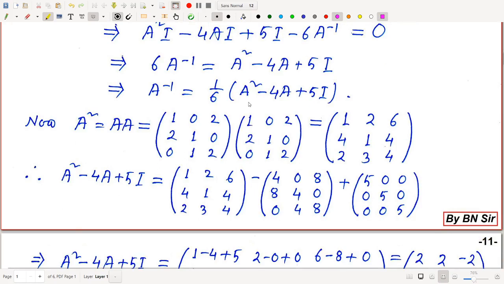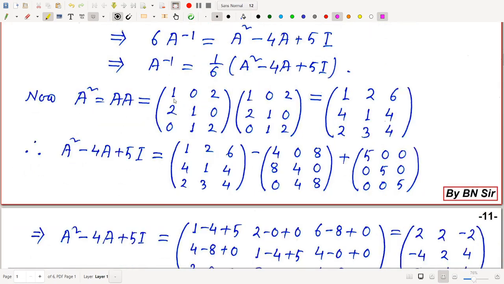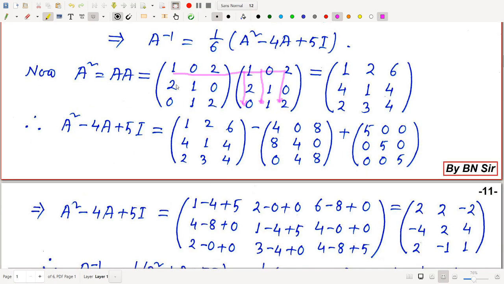Now let us find A square first. A square equal to A into A. Multiplication of matrices we all know. For the first matrix we move along the row, for the second matrix we move along the column: first into first plus second into second plus third into third. So we are getting 1 here. Then with the second column, if we move with the first row, what do we get? First into first 0, 0 into 1 is 0, 2 into 1 is 2, so we have got 2. Then for the third column, first row: 1 into 2 is 2, 0 into 0, 2 into 2 is 4, 4 plus 2 is 6, so we have got 6. Similarly with the second row and third row we have multiplied, and we have got this matrix.